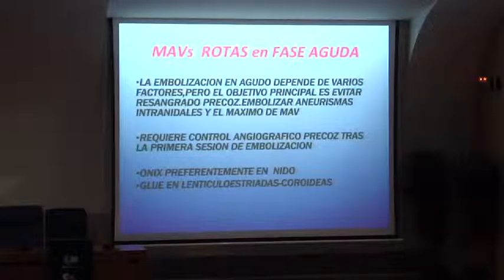Next. The second question is, why do you treat it, when do you treat it, when the AVM is ruptured in the acute phase?